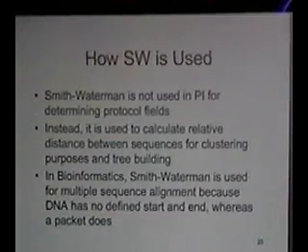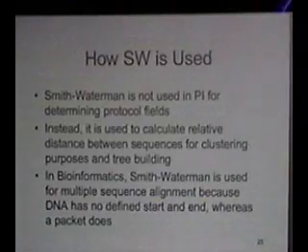In bioinformatics, Smith-Waterman is used for multiple sequence alignment because DNA has no start and end, whereas a packet does. That's also another big advantage that we have. We know where the packet starts, we know where the packet ends. We also have fields that start here and end there. There are no fields that are going to span over multiple blocks and jump over each other and stuff like that, like it does in DNA.